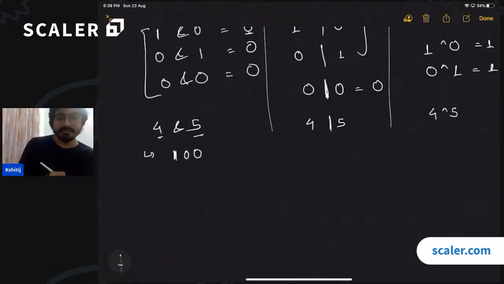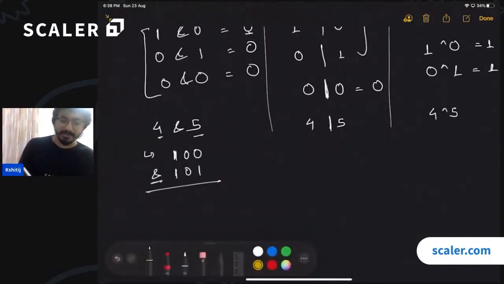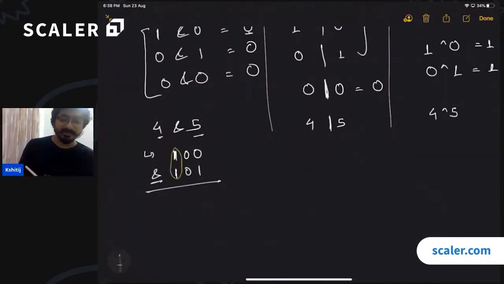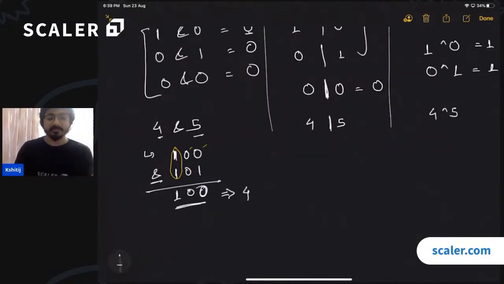So 4 can be represented as 100, 5 can be represented as 101. And now since you are taking AND, it will give you a set bit only if both the bits are set. For any other cases, it is going to give you an unset bit. So you will get 100. What is the decimal representation of 100? Decimal representation of 100 is 4. So 4 AND 5 is nothing but 4.